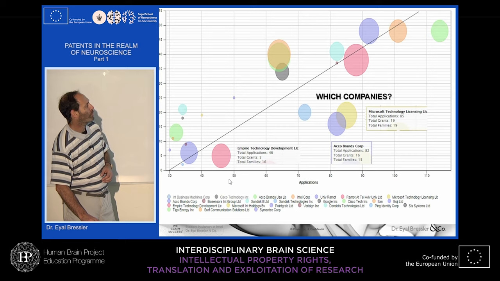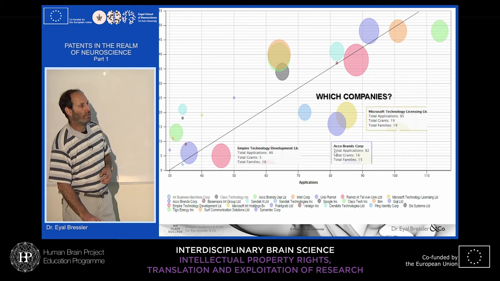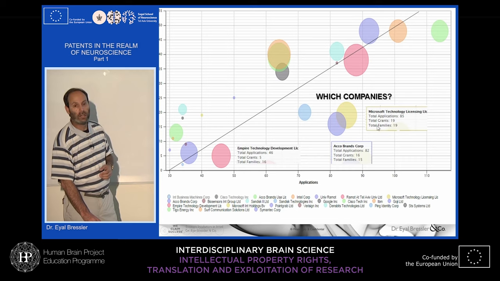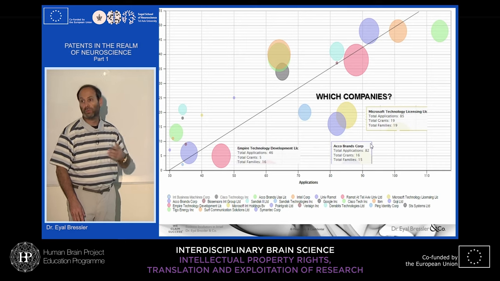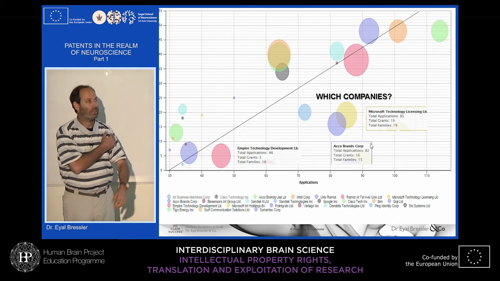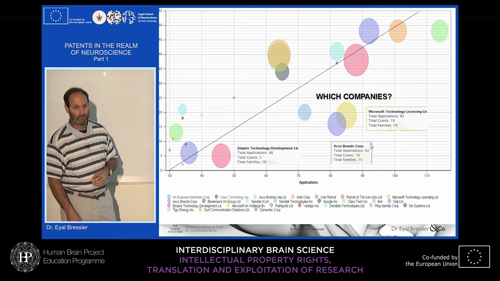The same picture, just about companies. I'm not looking for the companies which have a lot of granted patents. I'm looking for the companies that have a lot of applications. And you see that Microsoft and Akko and Empire Technology have a lot of applications. So I forecast that in 2018, those companies will be the rulers of the markets. They are very active, file a lot of patents. So I think that if somebody wants to invest or collaborate with some other companies, those are the three good guesses where to send your email or to be afraid of.